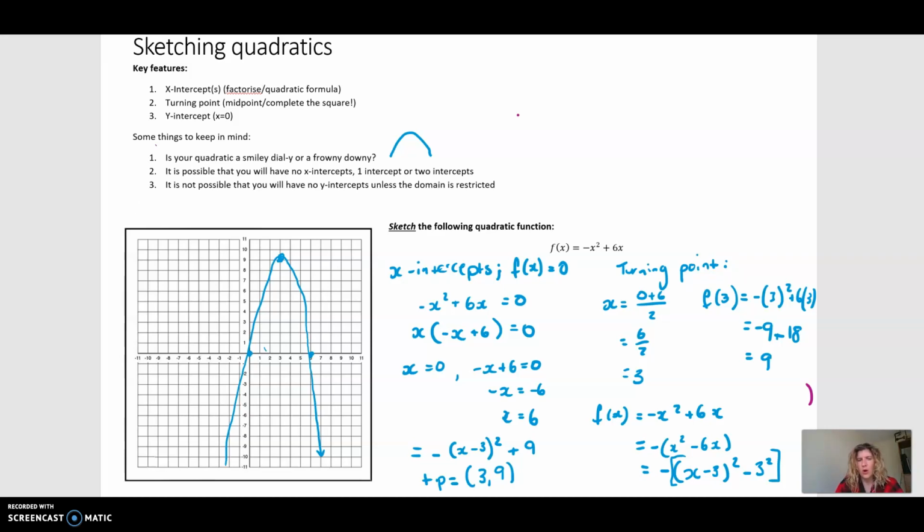What I might get you to do is a couple of questions. I'll attach them to the document. So have a go at those now, and then we might move on to some harder sketching in a minute. Okay, well done.